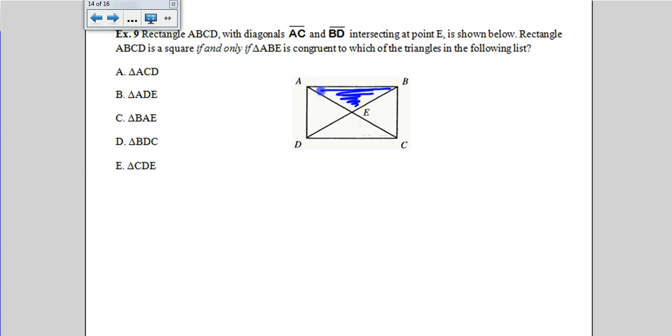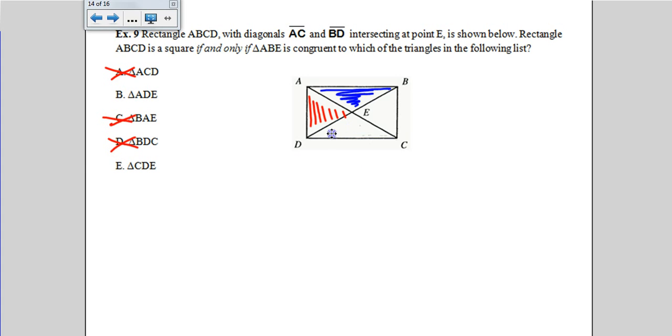Let's look at our choices. ACD. Where is ACD? ACD is this big right triangle here. Well, even if this was a square, I don't think this huge chunk would be equal to that blue guy, so we're going to cross him off. ADE. That'd be this guy right here. Now, I know he doesn't look congruent the way it's drawn, but think about it if this was a square. I'm going to hold off on that one. Okay, BAE. Well, that's himself, so that wouldn't be very helpful. BDC would be another right triangle. It's a huge chunk of the rectangle, so that wouldn't be very helpful in determining if it's a square.